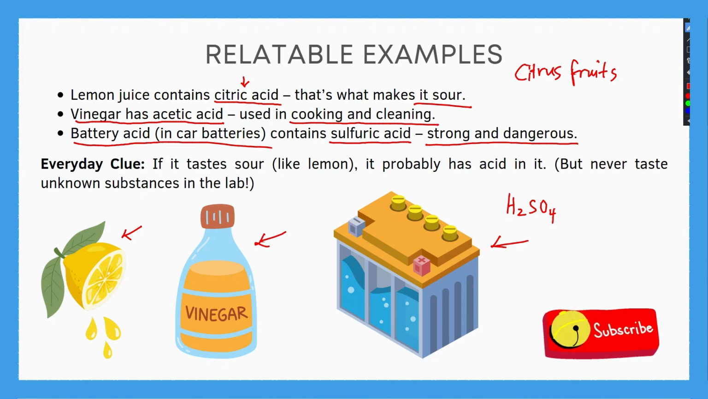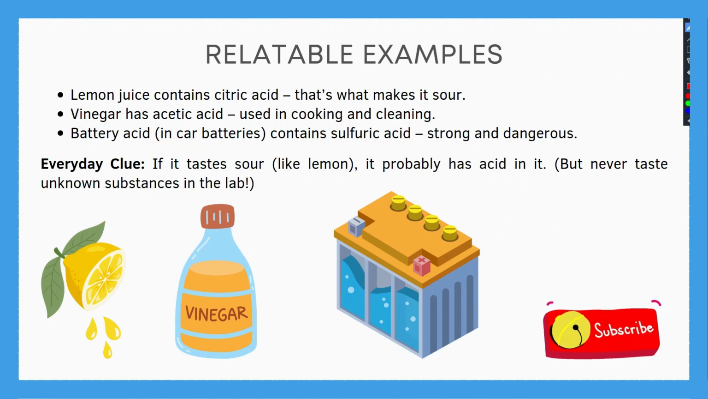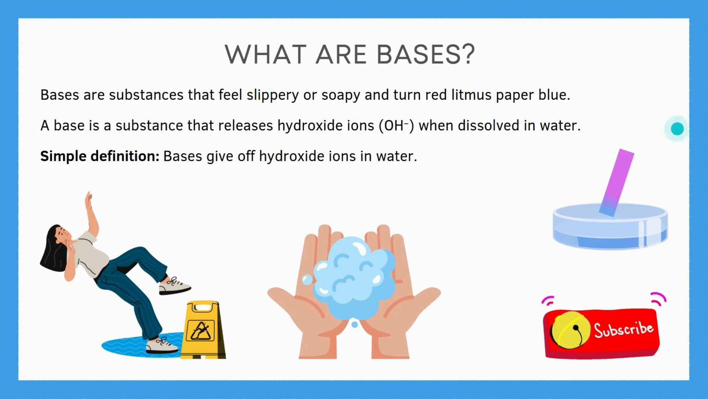Now, here is an everyday clue. If it tastes sour like lemon, it probably has acid in it. But please note, never taste unknown substances in the laboratory. So those are some relatable examples of acids in our everyday life. Let's proceed to the next thing.